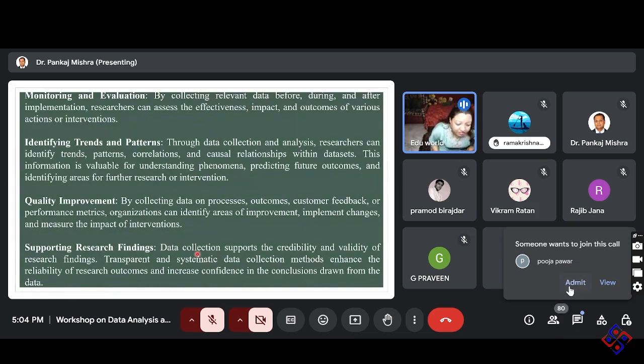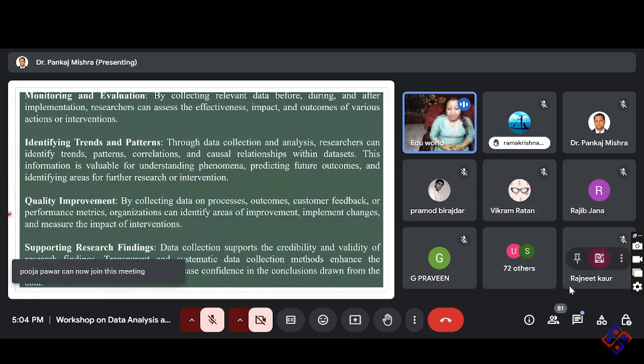Now, supporting research findings. If we don't have any sort of data, we won't be able to give a final touch to our study. So data collection is very important. Without it we can't draw the relevant conclusion that is pertinent for our research. So next slide.